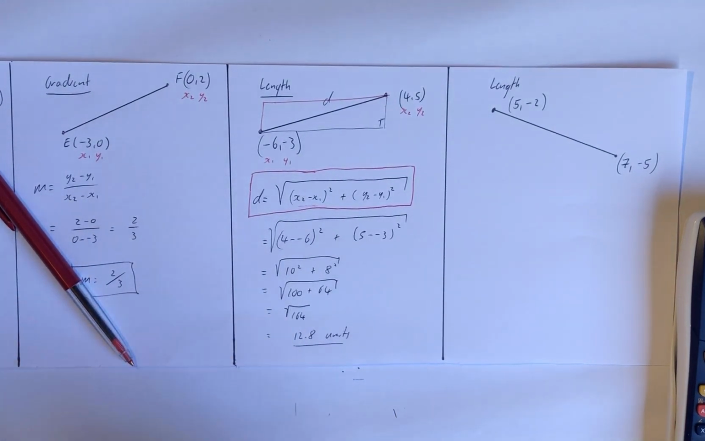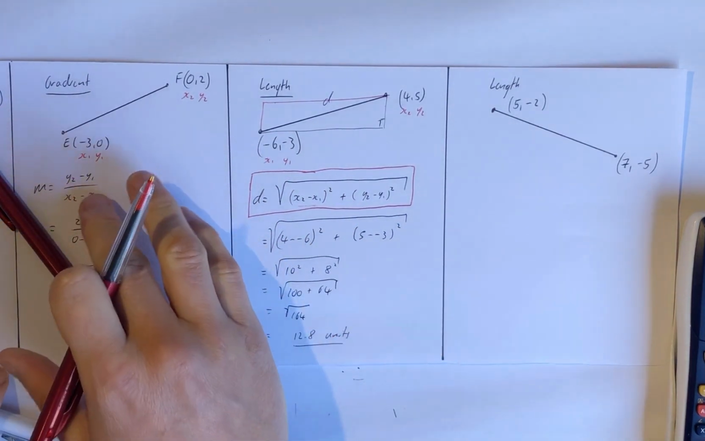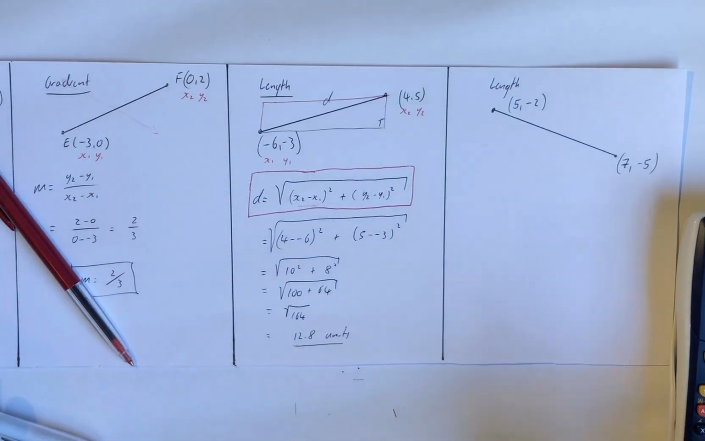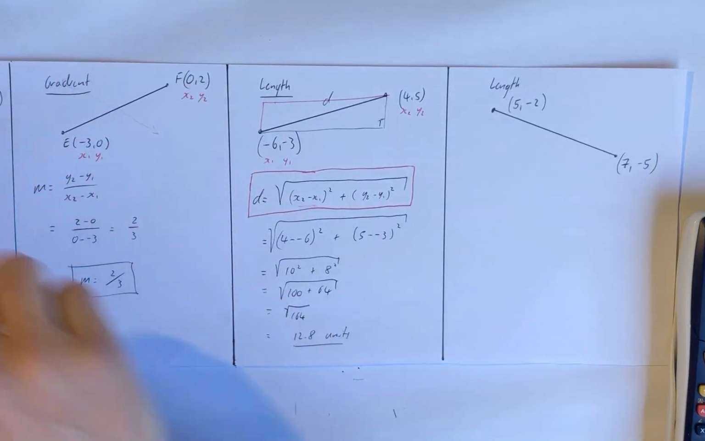So yeah, you're pretty safe with the distance formula. Gradient, however, if you get this around the wrong way, then you're going to be getting a gradient that might be pointing in the opposite direction. So let's have a look at this next one.